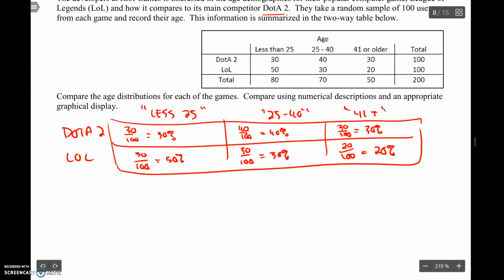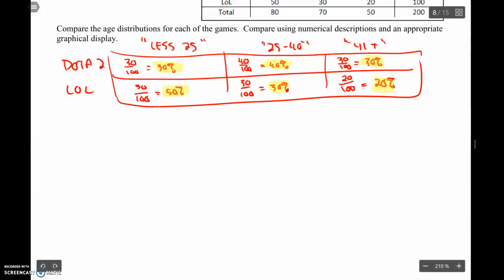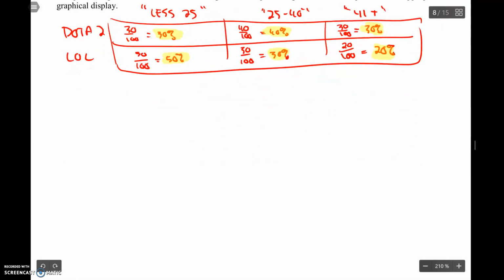So as you can see, for young players, Dota was at 30%, whereas League of Legends was at 50%, and then 40 versus 30, and 30 versus 20. Looks like League of Legends has a younger player base, and Dota has perhaps an older player base. Let's make an appropriate graphical display. You could do probably a couple different ones.